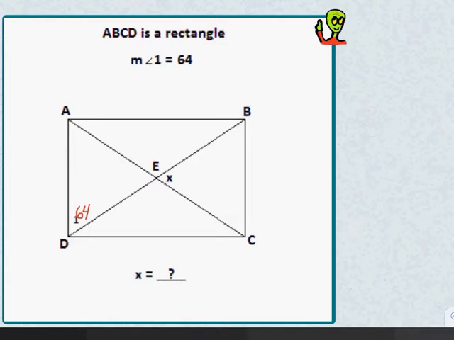Okay, another rectangle problem where we have one of the acute angles inside the rectangle given as equaling 64. We're going to find all of the other angles, not just x. So we're going to get started right here. Because it is a rectangle, we have four right angles, this being one of them.